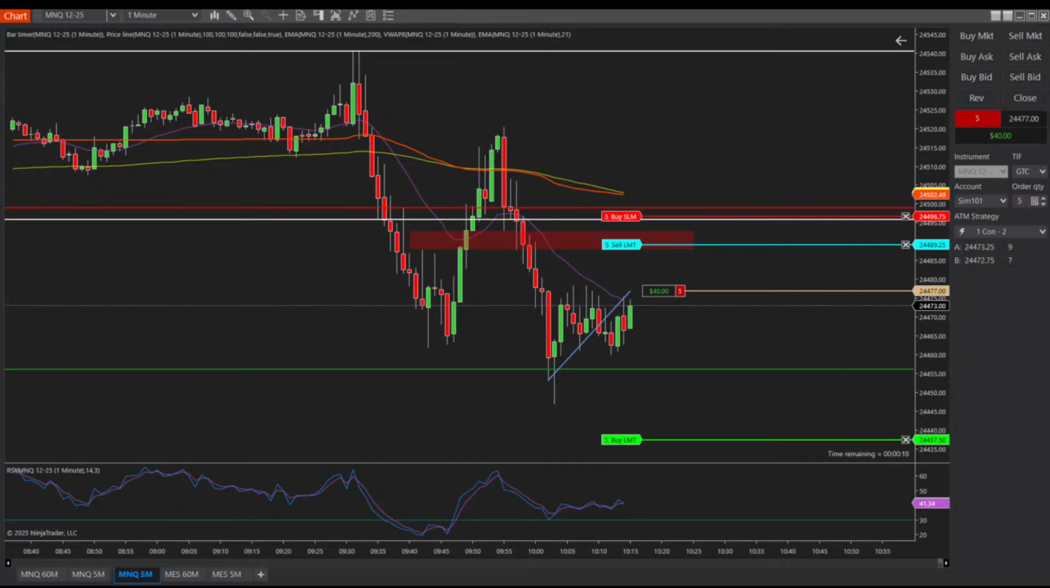Does anybody have any trades on right now? Holding 20 contracts, sell, run back 1030.